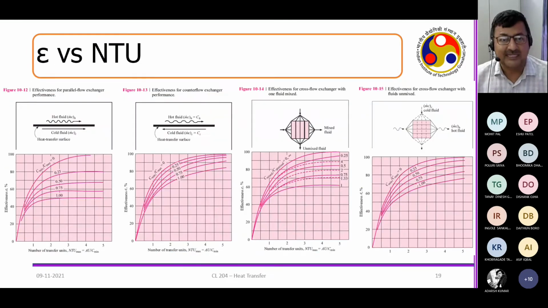These are all for exploratory purposes. Now you can see your number of transfer units against the effectiveness factors, right? The purpose of showing you these plots for different heat exchangers is that if you keep on increasing the number of transfer units, you're not going to gain much beyond a certain point, right? So you have to keep in mind that there is a limitation. There is a saturation point beyond which even if you increase the number of transfer units, you're not going to gain much. So you have to be very, very careful.